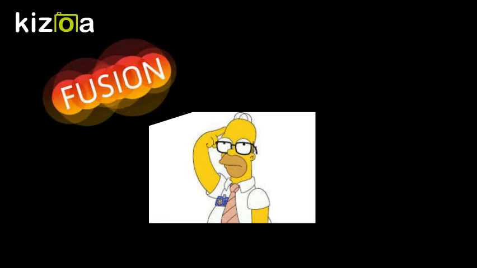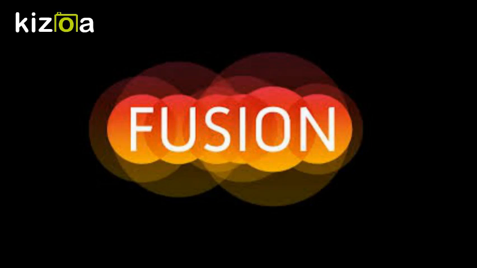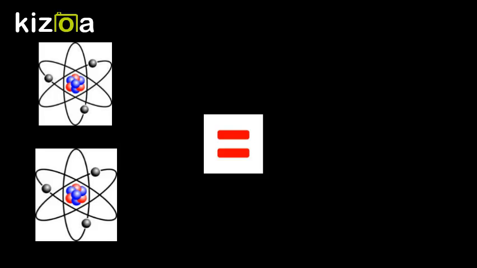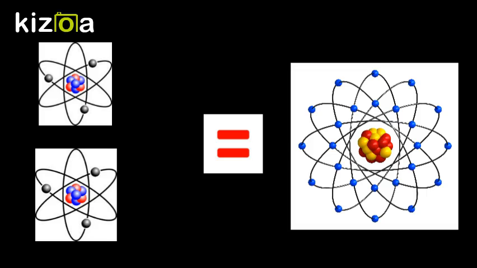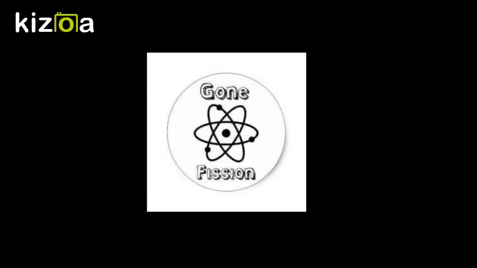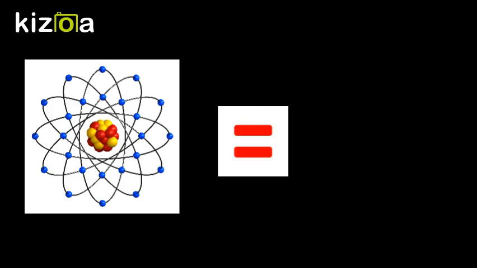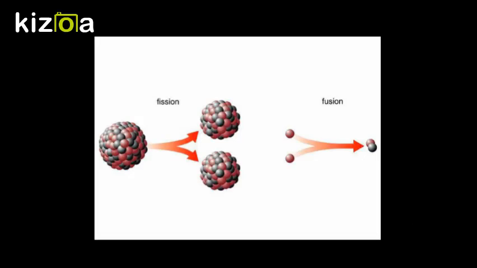So what is fusion? What is fission? Let's start off with fusion. Fusion is when you take two smaller atoms and you combine them into a larger single atom. Fission would be the opposite of that, where you take a large atom and you split it into two smaller atoms. The concepts are pretty simple, but there's a lot we can do with fission and fusion.